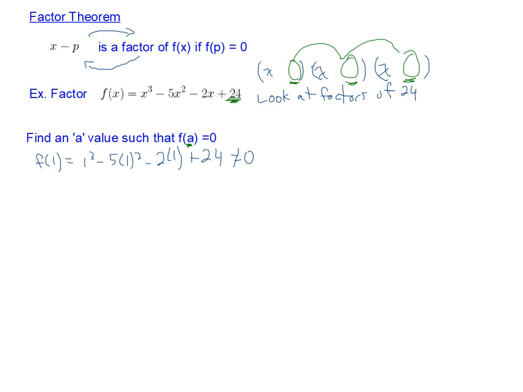So I'm looking for another factor of 24. And sometimes you may need to consider the positive factors. You might need to consider the negative factors. I'm going to try 3 here. 3 cubed minus 5 times 3 squared minus 2 times 3 plus 24. All right, we may have to do a little bit of work here. This one's not quite as obvious. This will be 3 squared is 9. Times 5 is 45, minus 6, and then plus 24.